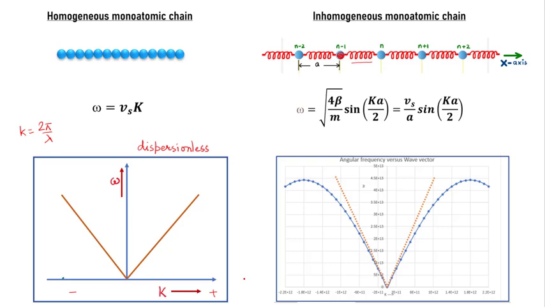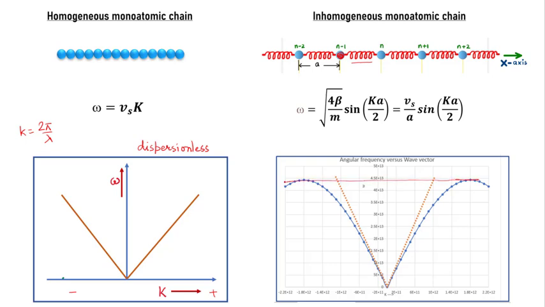Now if you look into the plot of omega versus k in case of an inhomogeneous monoatomic chain, we can easily predict that the curve is not linear, at least not for all values of wave numbers or wavelengths. For smaller k values, that is for waves of higher wavelength, the curve appears to be linear. This linear portion of the curve is shown by this dotted red curve, and this further becomes non-linear with increasing k values. Eventually the curve attains a maximum at this value.